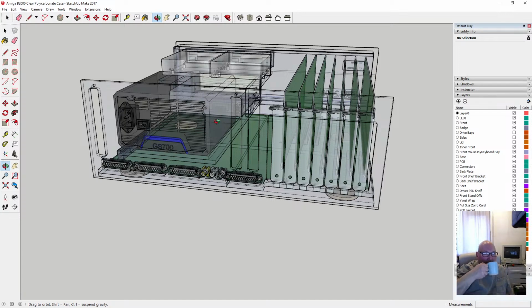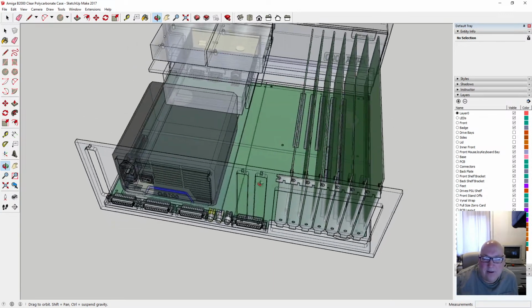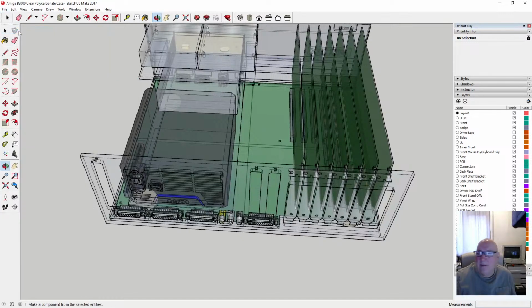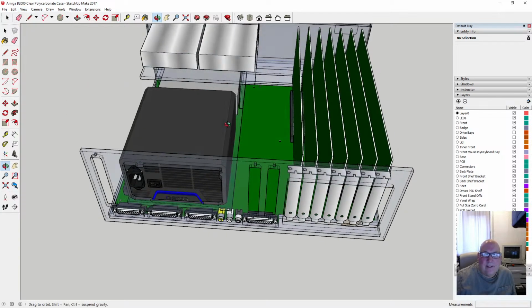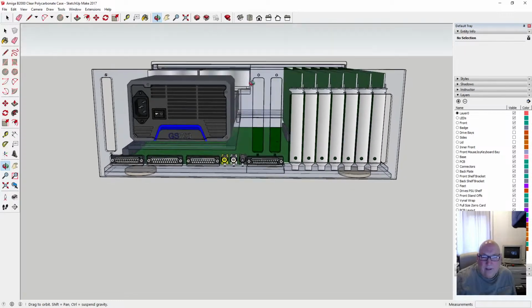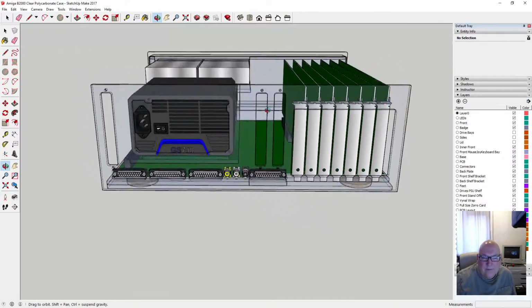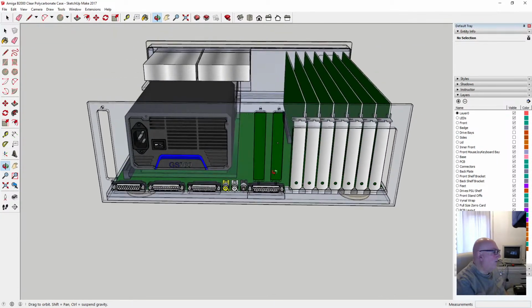So we've done them slots. I'm just wondering, does one of these line up with the CPU slot? Let's have a quick look. Am I in X-ray mode? Yeah. So does one of these line up with the CPU slot? Let's have a look.